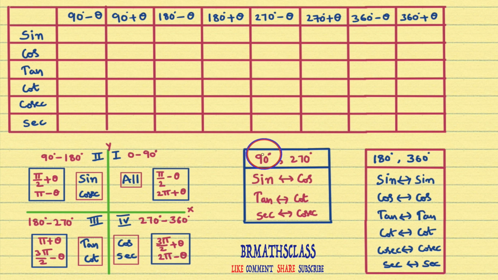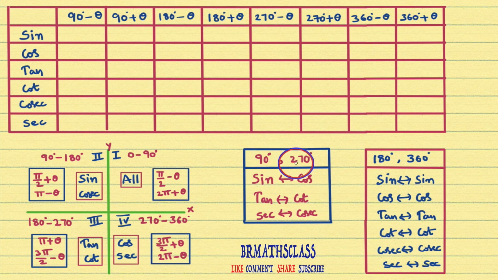Whenever you see 90 degrees, 270 degrees in allied angles, the trigonometric functions change. I already did proofs of all these things in previous videos. Please check those videos without fail. When 90 degrees, 270 degrees is there, sine changes to cos, cos changes to sine, alternate. Tan changes to cot, cot changes to tan, try to understand. Secant changes to cosecant, cosecant changes to secant.